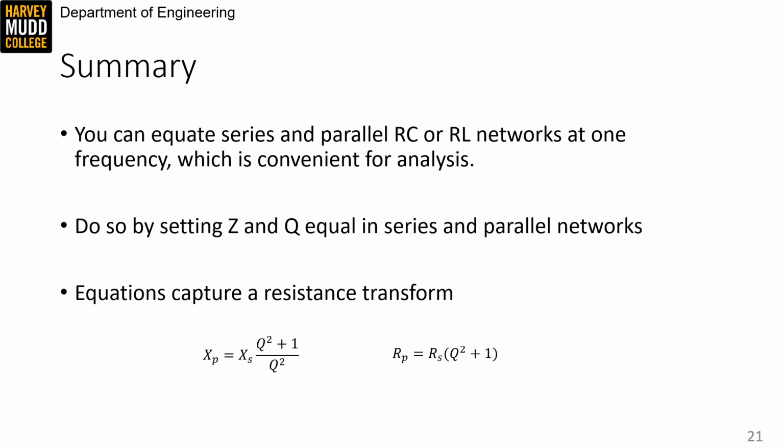So in summary, you can equate series and parallel RC or RL networks at one frequency, which is convenient for analysis. You do that by setting the Z and Q of the series and parallel networks equal, and the resulting equations capture a resistance transform that we're going to make good use of, and I've summarized those equations here.